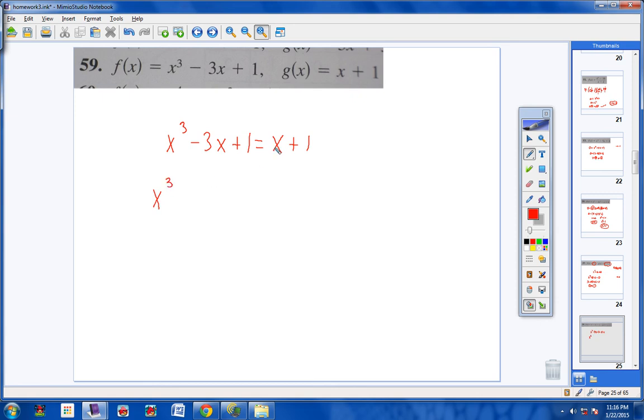Bring this over, it's going to be a negative x, so negative 4x. Bring the 1 over, bring the x over, it becomes a negative x. Bring the positive 1 over, it becomes a negative 1. Those cancel. So you're left with this: x cubed minus 4x equals 0. Now, how do you factor this? Pull out what's common first. You can pull out 1x from both of these.